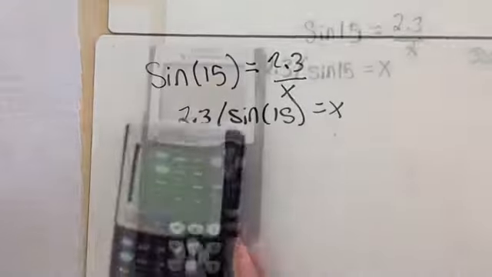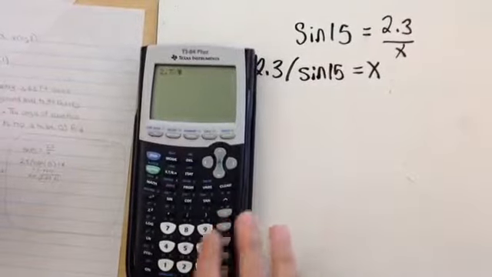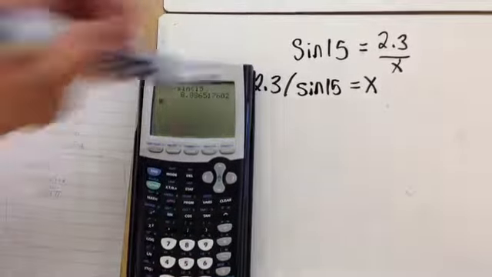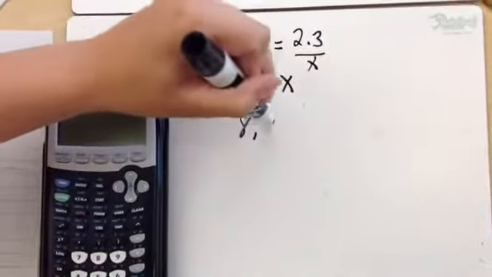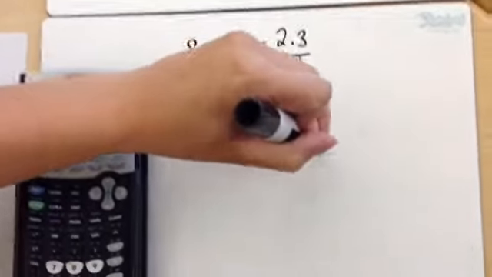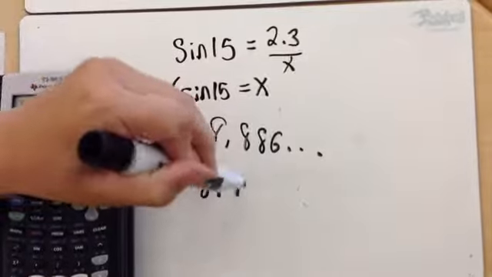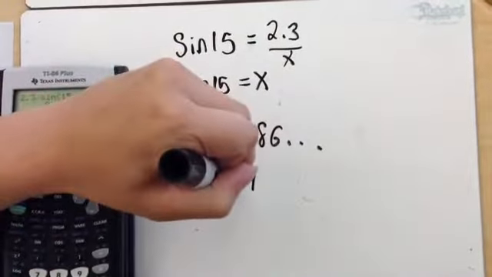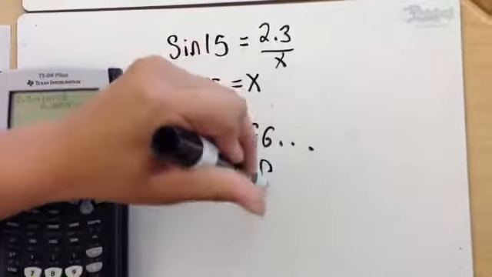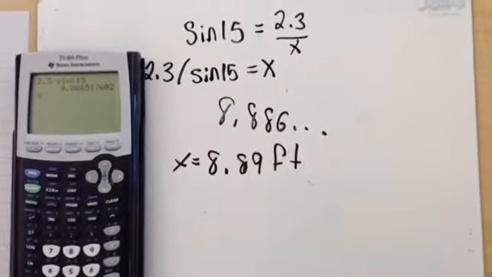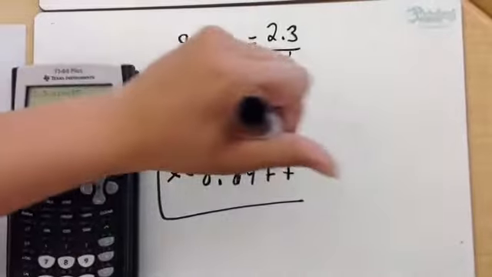And then you do this on your calculator. So you put in 2.3 divided by sine of 15. And then you press enter, and you get 8.886 dot dot dot. And you can just round that, 8.89. There we go. Feet. So x equals 8.89 feet. And that's your answer. Good job.